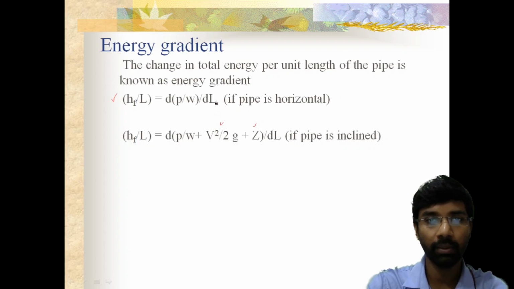If the pipe is horizontal, in most cases the velocity is equal. You will have the average velocity, so there won't be any change in velocity. That is the only reason you are not considering the velocity and datum in this particular equation. If the pipe is inclined, HF by L is equal to the change of d of (P by W plus V square by 2G plus Z) whole divided by L.